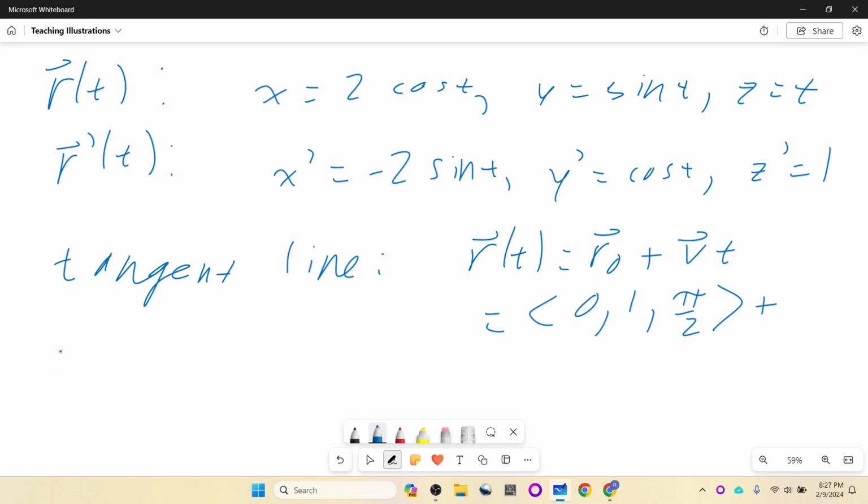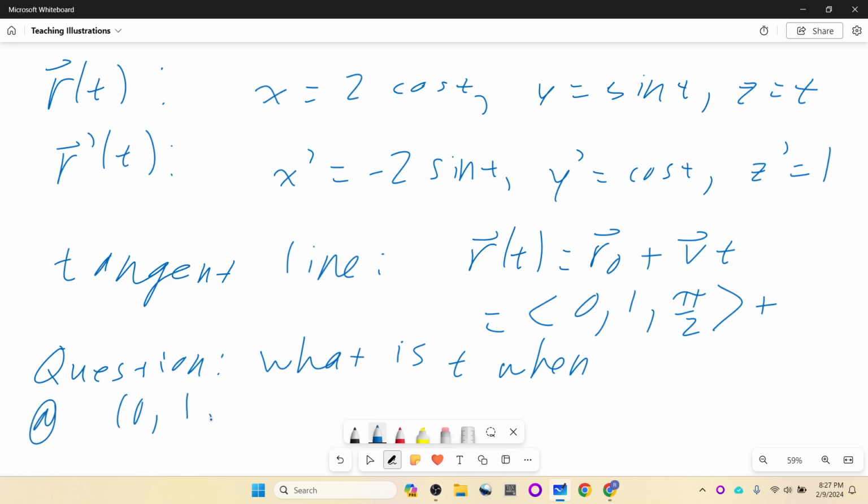So here's the question then. What is t at the point 0, 1, pi halves? Well, that's a position. So if we look at our position vector, that means 2 cosine t equals 0, sine t equals 1, and t equals pi halves. Oh, well, there we go. T is pi halves.